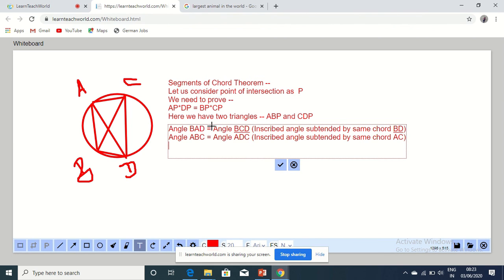Okay, and you can also see that angle APB and angle CPD will be equal because these are vertically opposite angles, a pair of vertical angles. So that's why we can also say angle APB is equal to angle CPD because they are a pair of vertical angles. Okay, so basically we have these three things.